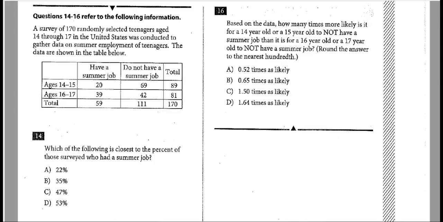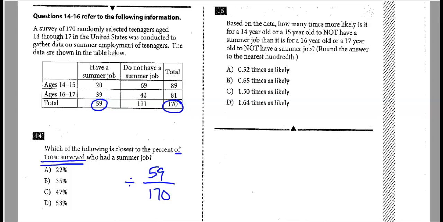So 14, which of the following is closest to the percent of those surveyed? So this is huge. Whatever comes after the word of, that's going to be your bottom number. So of those surveyed, so we're talking about out of everybody, what percentage of those surveyed had a summer job? Well, all the kids that had summer jobs are right here in this box. So 59 out of 170. Now to change that fraction to a percent, this just means divide. So I'm going to do 59 divided by 170.